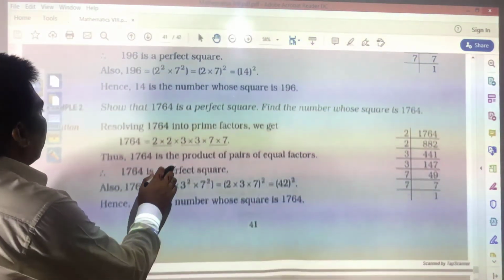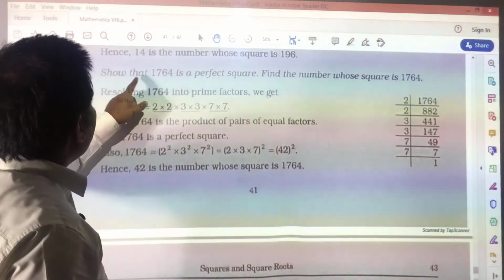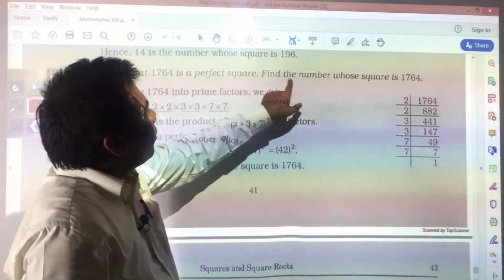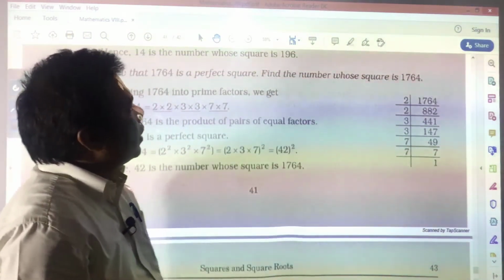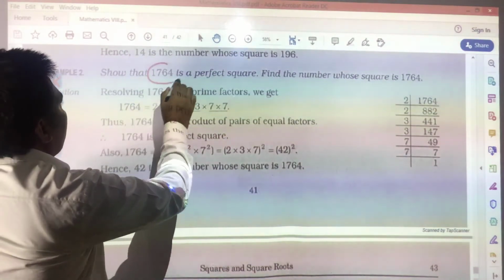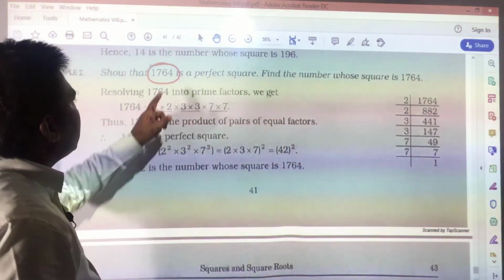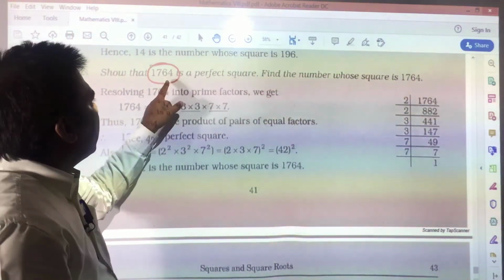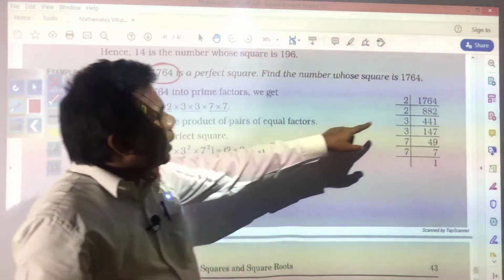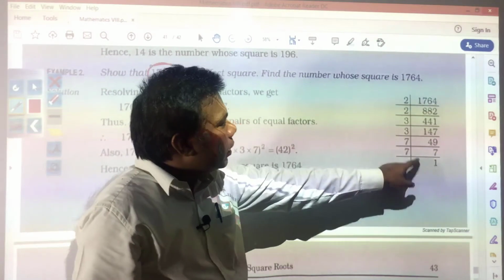Second example you have: show that 1764 is a perfect square, and find the number whose square is 1764. Again the same thing is required to be done. You need to find out whether 1764 is a perfect square or not, and for that what you need to do is prime factorization. So if you are factorizing 1764, what will you get?